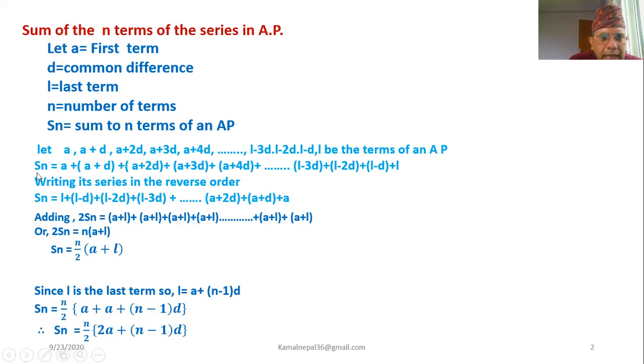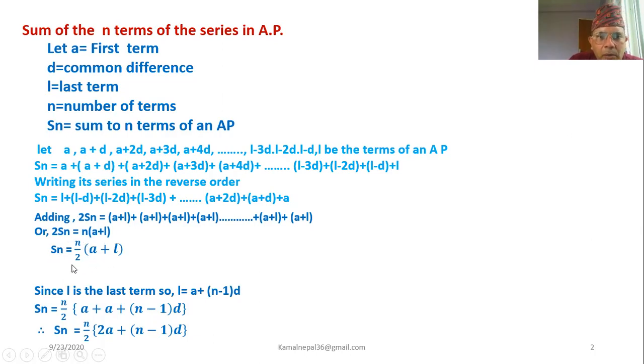You have 2Sn, adding these, Sn plus Sn is 2Sn, A plus L, A plus D plus L minus D, D D cancel, A plus L. Like this way you should add all your corresponding terms and at last you will get A plus L, A plus L. So you got how many A plus L? The number of terms is equal to n. So you should have n times A plus L. So it is 2 times of Sn. So Sn is equal to n by 2 into A plus L.